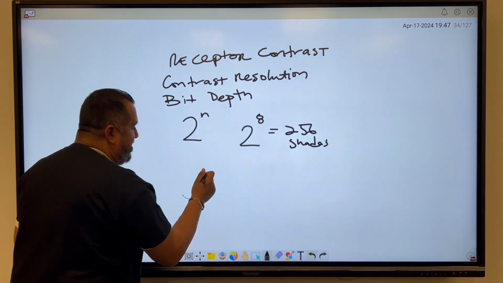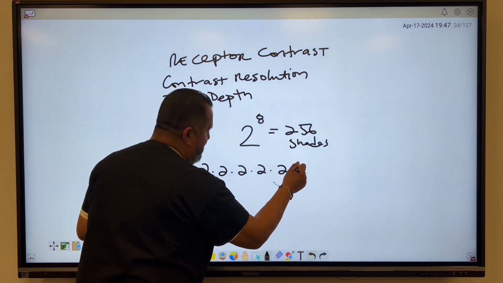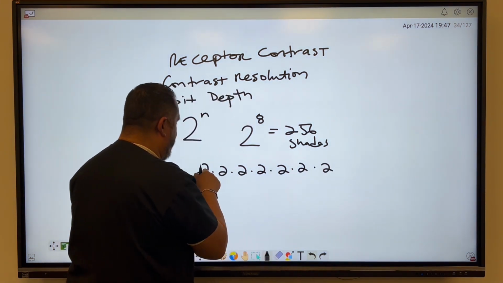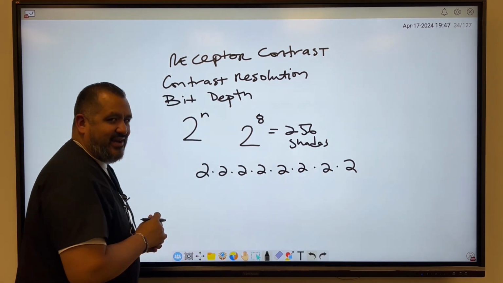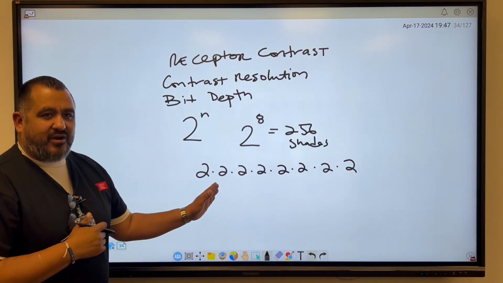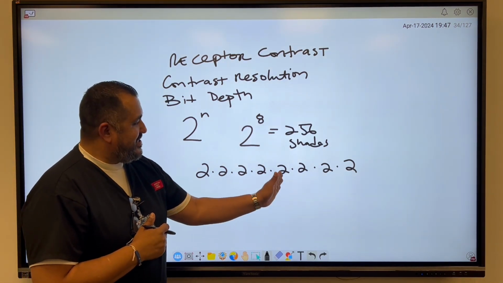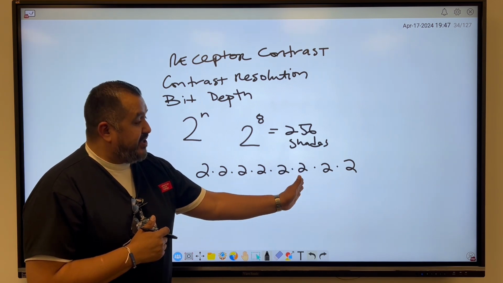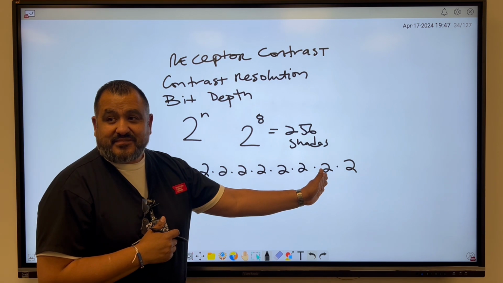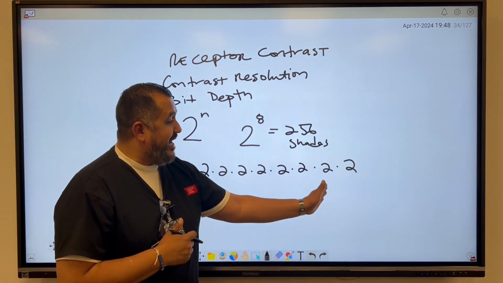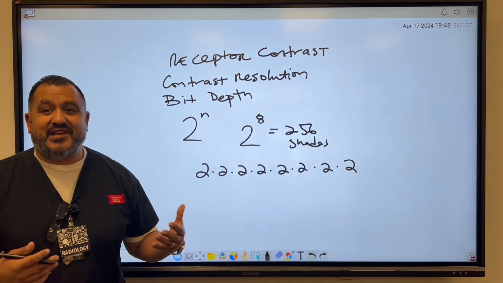So it's going to be 2 eight times. So 2 times 2 times 2 times 2 times 2 times 2. Where are we at? 1, 2, 3, 4, 5, 6, 7, and 8, right? So 2 times 2 is 4. 4 times 2 is 8. 8 times 2 is 16. 16 times 2 is 32. 32 times 2 is 64. 64 times 2 is what? 128. And 128 times 2 is 256. So that's how they get to 256 shades of grays.